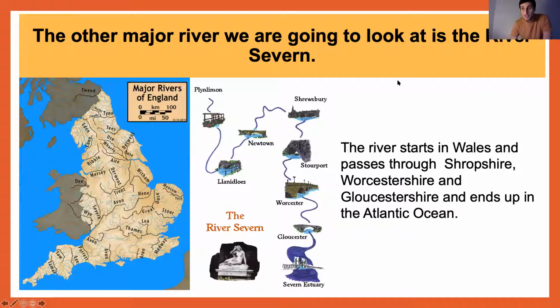So another major river that we're going to look at this year is called the River Severn. This is another famous river that starts in Wales and it passes through lots of places, Shropshire, Worcestershire, Gloucestershire, and ends up in the Atlantic Ocean. And you can see the path it takes on this diagram here.